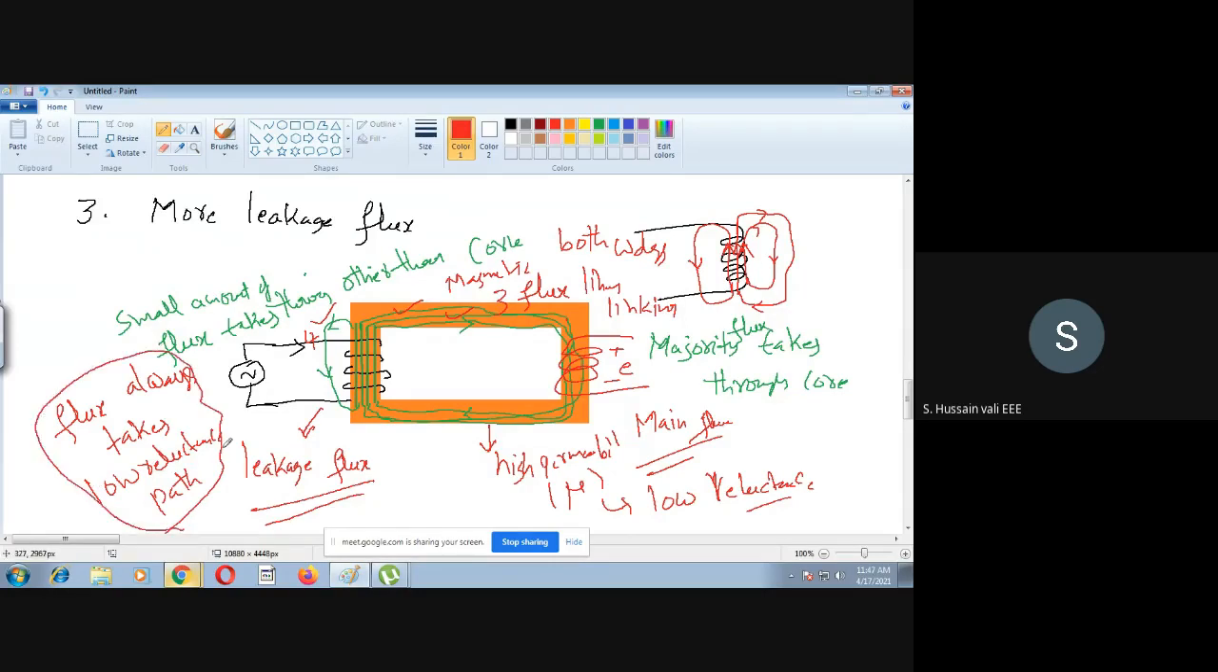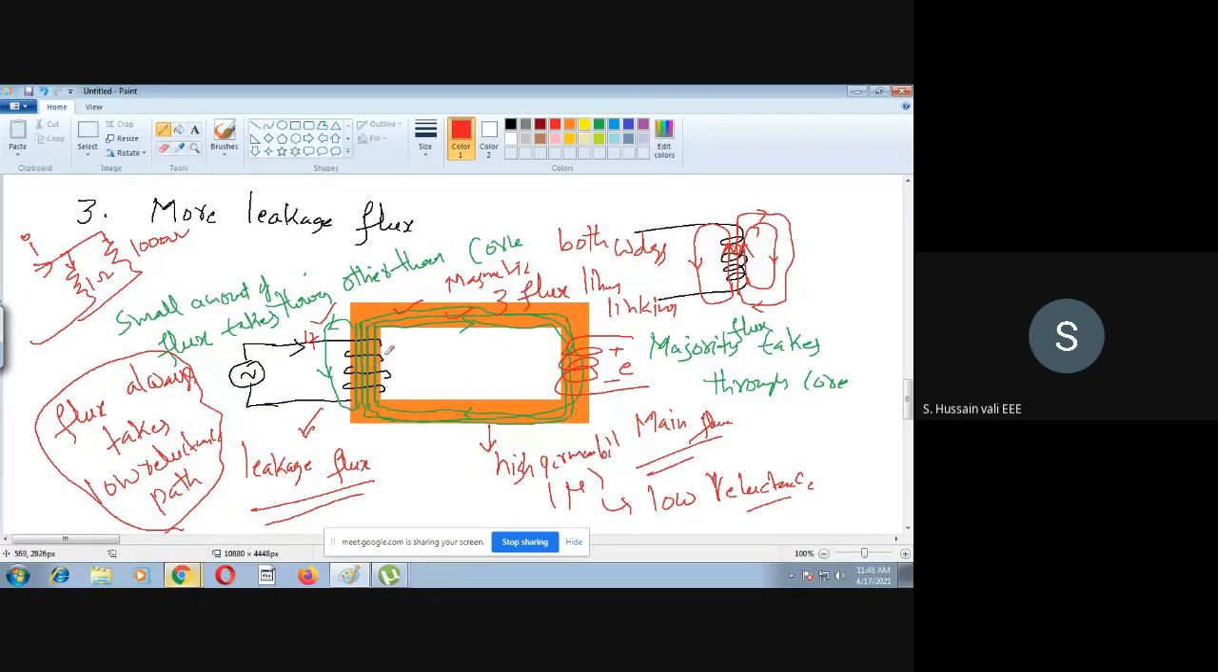Just like current always prefers the low resistance path. Suppose you have two resistors, 1 ohm and 1000 ohm, and some current is flowing. Then the majority of the current will flow through the 1 ohm, and a very small current will flow through the 1000 ohm, because the nature of current is to take the majority through the low resistance path. Similarly, flux also always prefers the low reluctance path. Whichever side the reluctance is less, that side the majority of flux will travel.